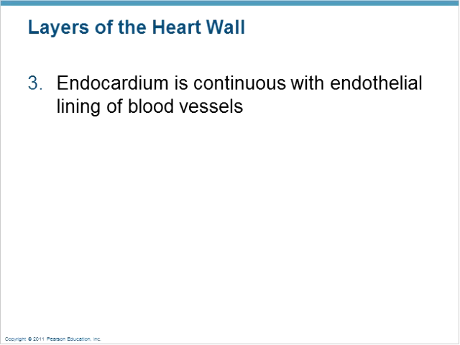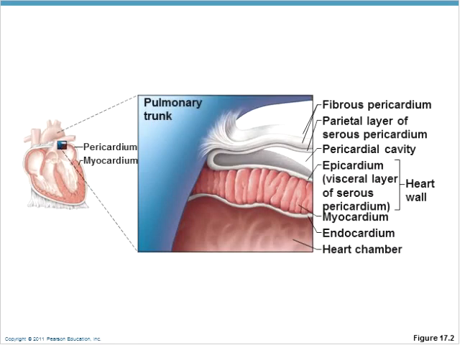The endocardium is a continuous endothelial lining of all the blood vessels as well as each chamber of the heart. The heart has 4 chambers. We'll talk more about that later. So endo means inside, cardium means heart. And again, we've seen this before.